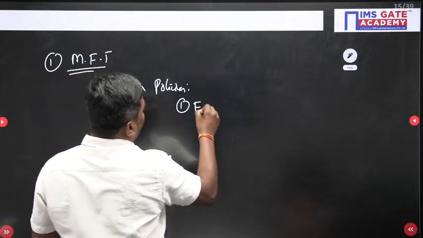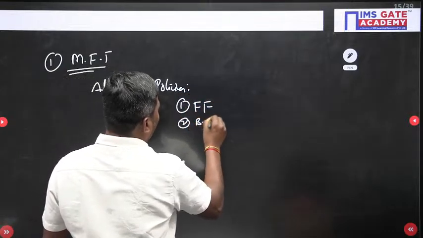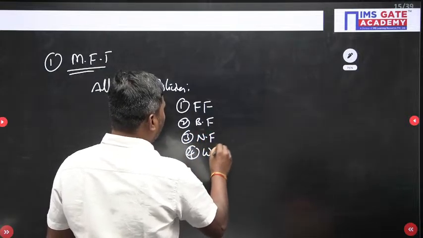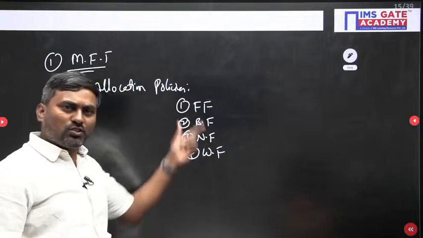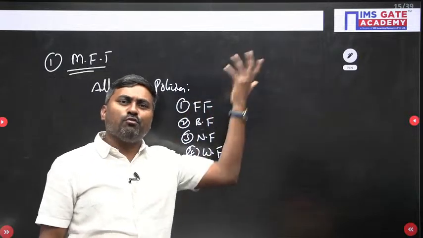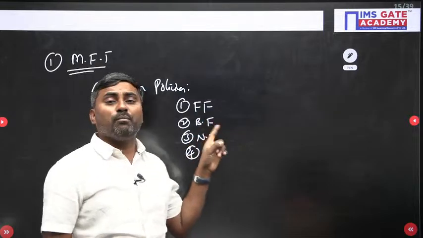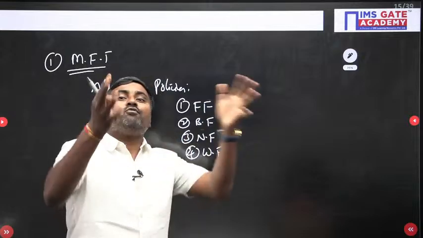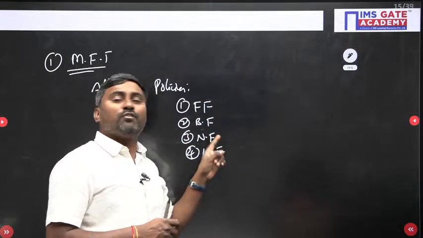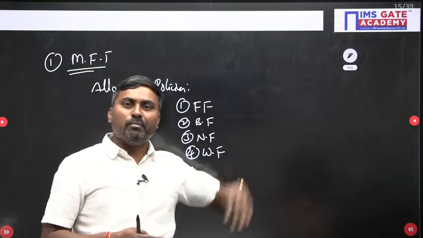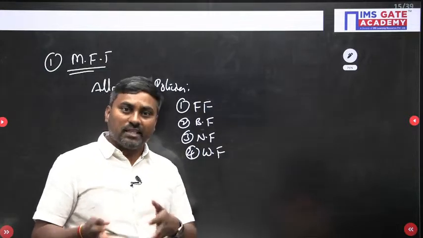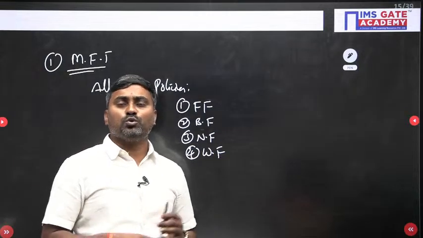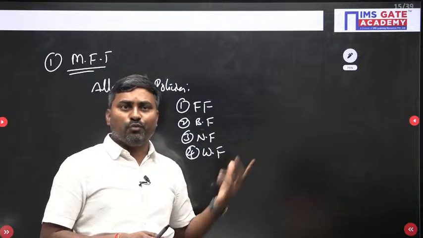One is first fit, second is best fit, third is next fit, and fourth is worst fit, right? First fit: the first free block that is enough to accommodate, do it. Best fit: the smallest free hole that is enough to accommodate the requested one. Next fit is similar to first fit, but it won't scan from the beginning; it starts scanning from the next to the last allotment. Worst fit: the largest block is chosen for allocation of the process. Like this you observe the differentiation.